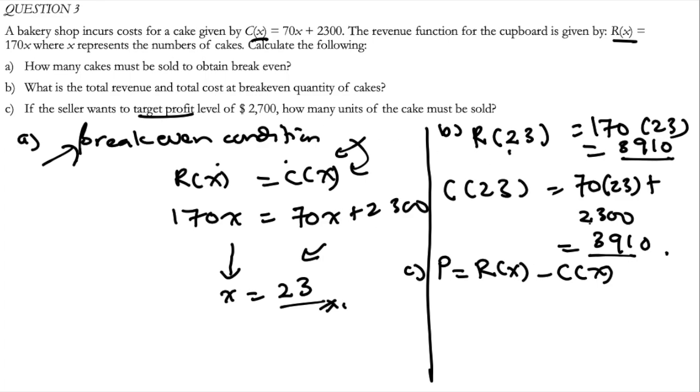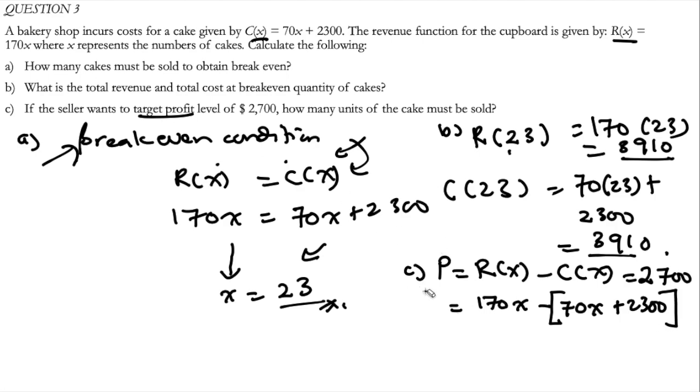Okay, and it says that if I want to get profit equivalent to 2700, how many x should I produce and sell? So this is the question here. So what we can do, we have written the profit function. This is how it looks like. Now we need to insert the revenue function here, so it becomes 170x. We also need to insert the cost function. Look at this carefully. I put a square bracket and then I write the cost function as usual, and then I close the bracket.